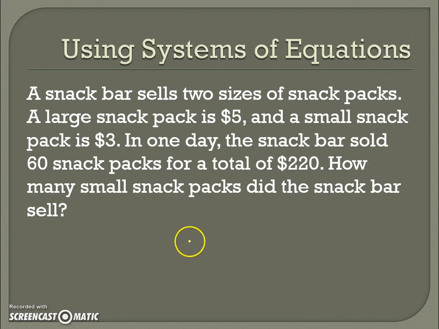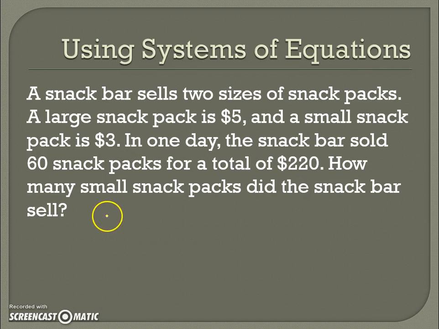All right, so using systems, it says a snack bar sells 2 sizes of snack packs. A large snack pack is $5 and a small is $3. In one day, the snack bar sold 60 snack packs for a total of $220. How many small snack packs did the snack bar sell?